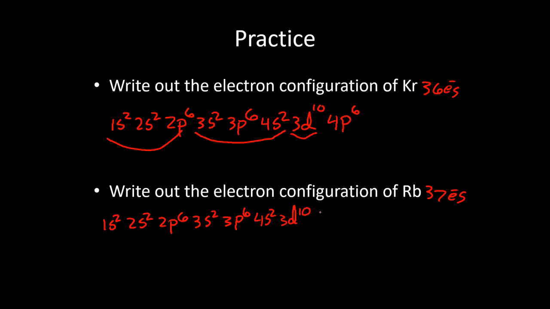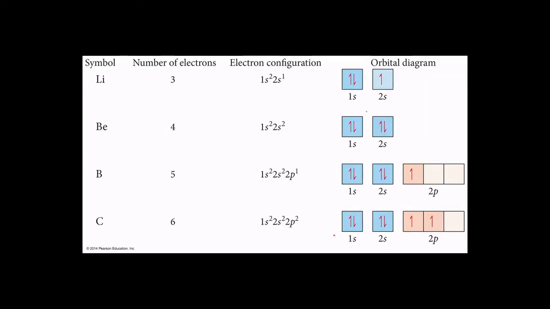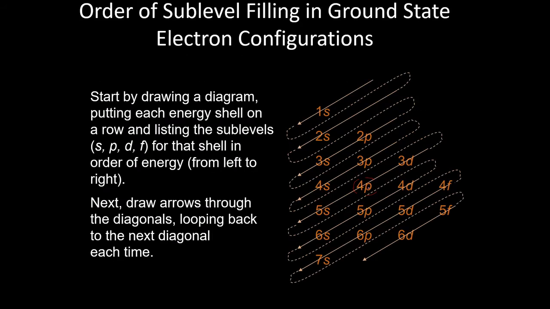I'm up to 30 now. 4p is after that. 4p can hold 6 electrons. And I still had 7 to give. So after 4p, I still have 1 more. And if you check our handy-dandy cheat sheet here, after 4p, we have 5s.